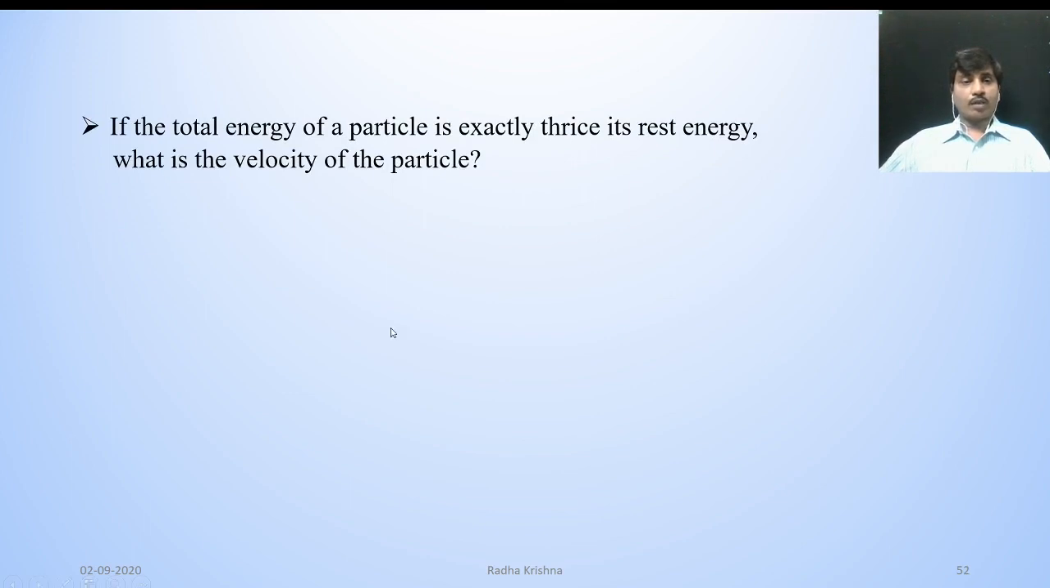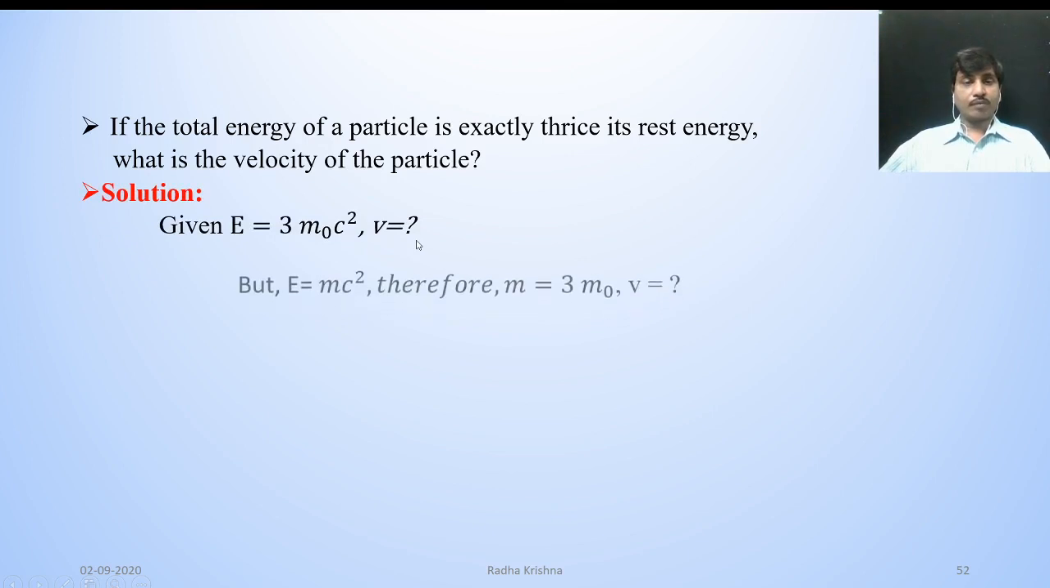Next problem. If the total energy of the particle is exactly thrice its rest energy, what is the velocity of the particle? Total energy means, according to Einstein's mass energy relation, E is equal to mc square. Rest energy means E0 is equal to m0 c square. If total energy is equal to thrice its rest energy, then E is equal to 3m0 c square. What is the value of v?